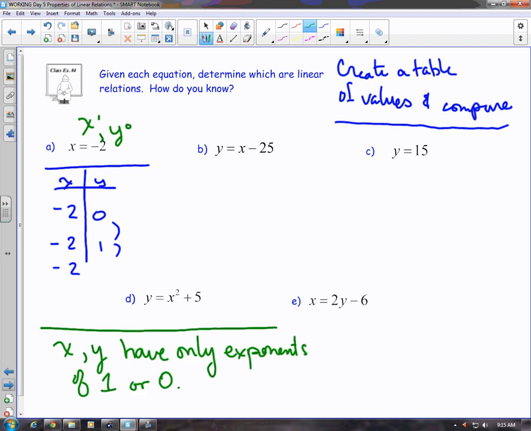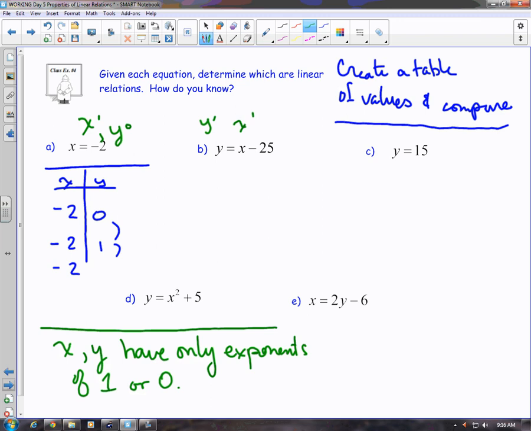If you take a look at question B, without creating a table of values, do you think this one's going to be linear or not? Yeah, this one's going to be linear because your y has an exponent of 1 and your x has an exponent of 1. Okay, and then this one totally works.